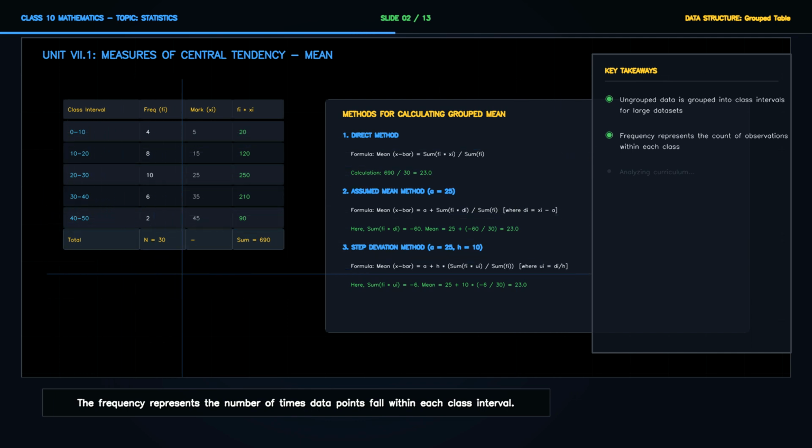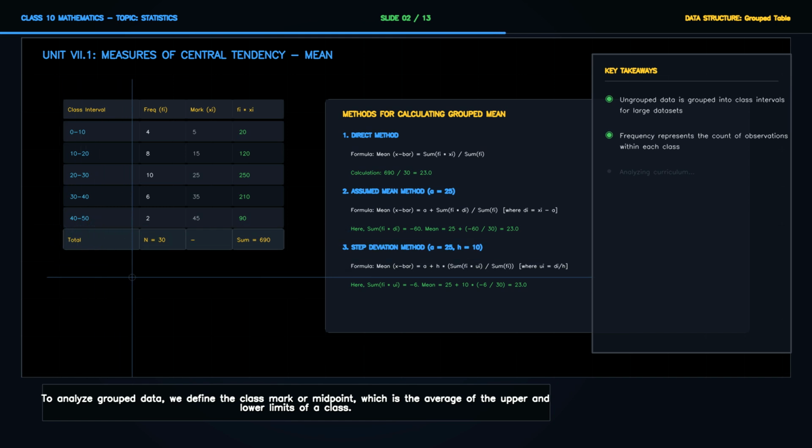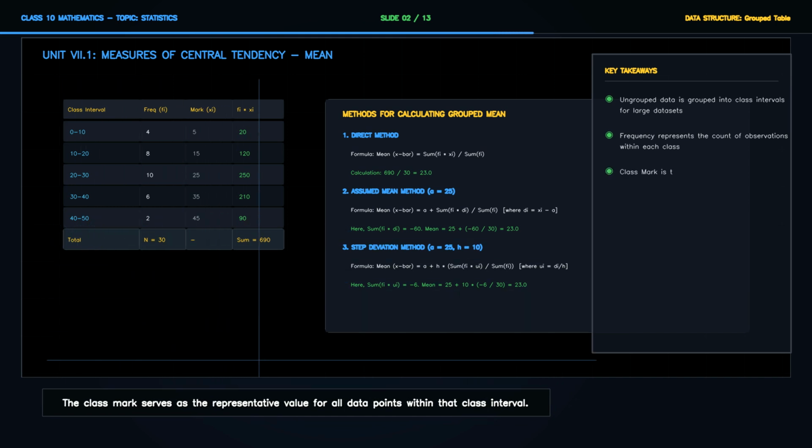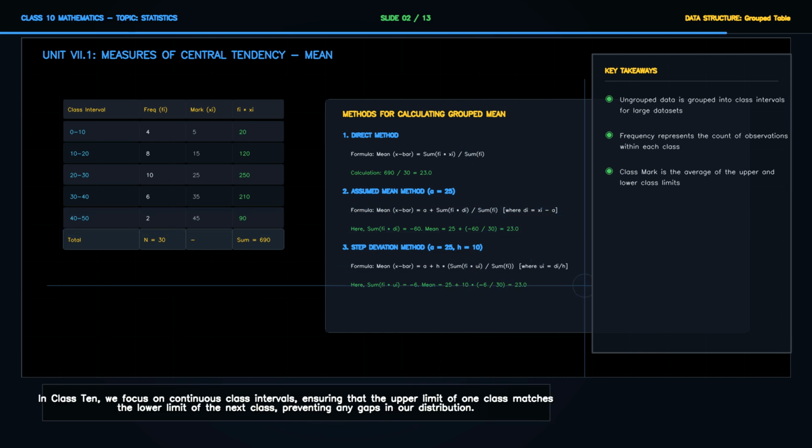To analyze grouped data, we define the class mark or midpoint, which is the average of the upper and lower limits of a class. The class mark serves as the representative value for all data points within that class interval. We also define the class size, or width, as the difference between the upper limit and the lower limit. In Class 10, we focus on continuous class intervals, ensuring that the upper limit of one class matches the lower limit of the next class, preventing any gaps in our distribution.